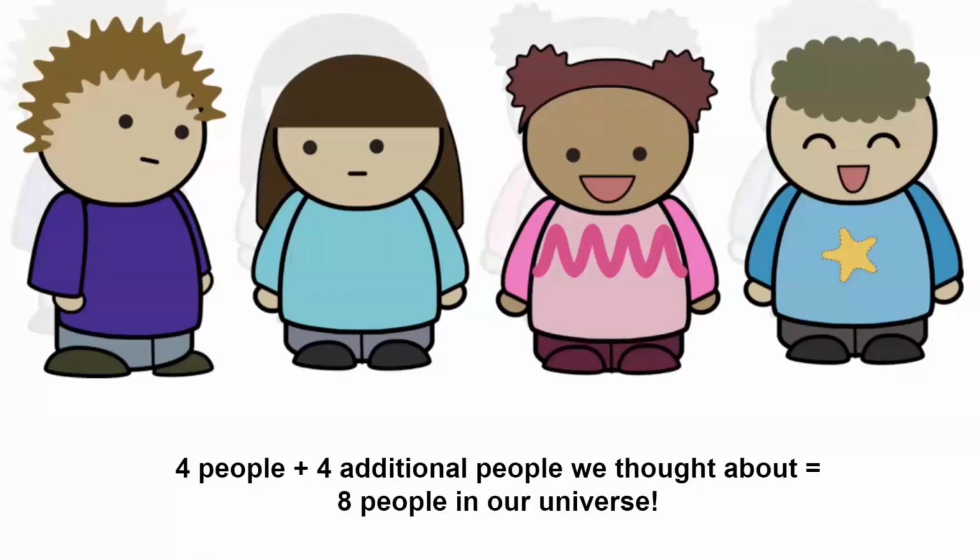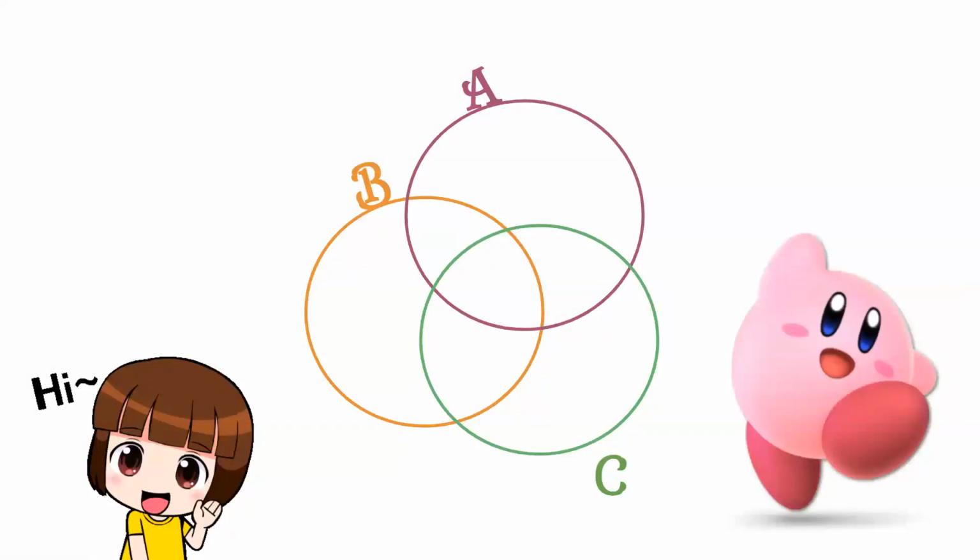So if we are 4 people and we think about 4 additional people, that's 8 people in our universe. The general formula for this would be 2n persons or 2n elements. Mentors should create a common list of all the names for everyone to see. So back to my example.